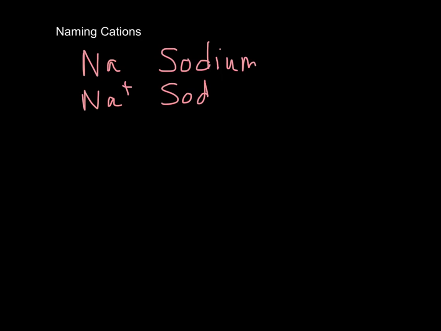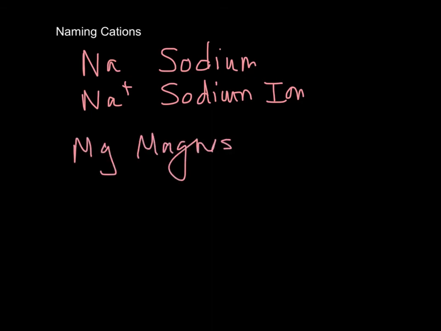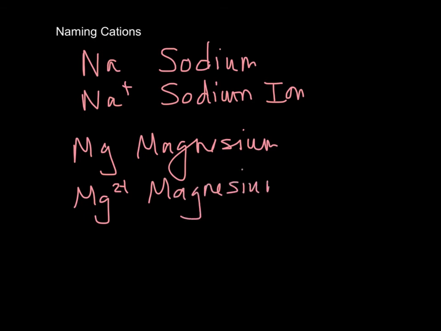Well, how do you name cations? It's actually really simple. Na is sodium. Na plus is sodium ion. You just add ion to it. Mg is magnesium. So what's Mg2+? Just magnesium ion. We need to learn how to name cations because later we're going to need them to learn how to name ionic compounds.